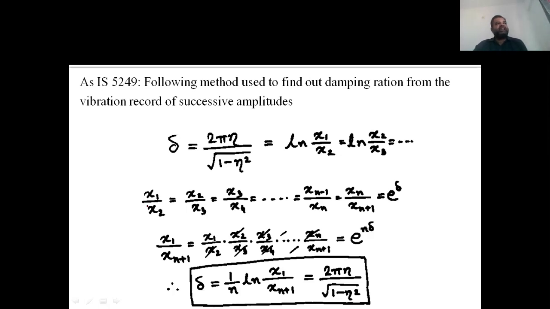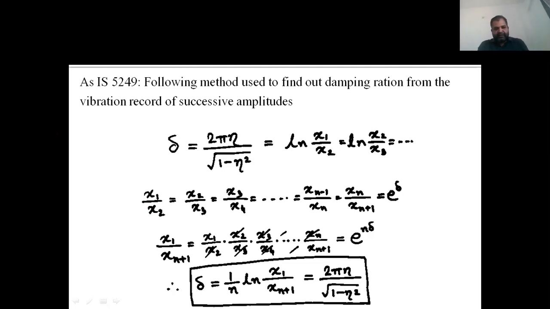However, the motor's case may not be true because it is a forced vibration case, because you are continuously applying the electricity. But for any underdamped free vibration case, this equation is applicable. And this particular method, which I'm going to discuss further, is given in the code, which specifies how to find out the damping ratio from the vibration record of the successive amplitudes.